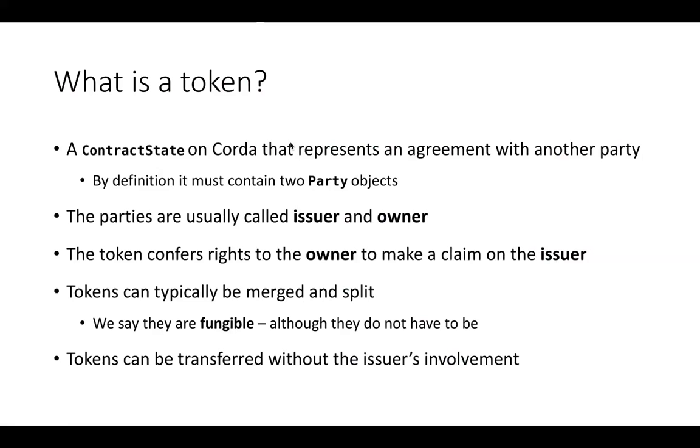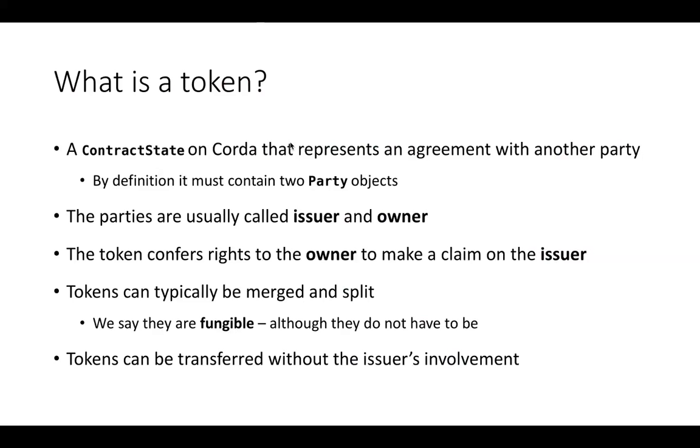Typically, we say tokens can be split and merged, so we call this fungibility. Maybe some might say that fungibility isn't necessarily the right term, but I think it's a term that everybody understands. If we talk about fungibility going forward, we really just mean something that can be split and merged. Or if you have something, then you can represent a fractional ownership in it, potentially. Although obviously things don't have to be fungible, they can be non-fungible.